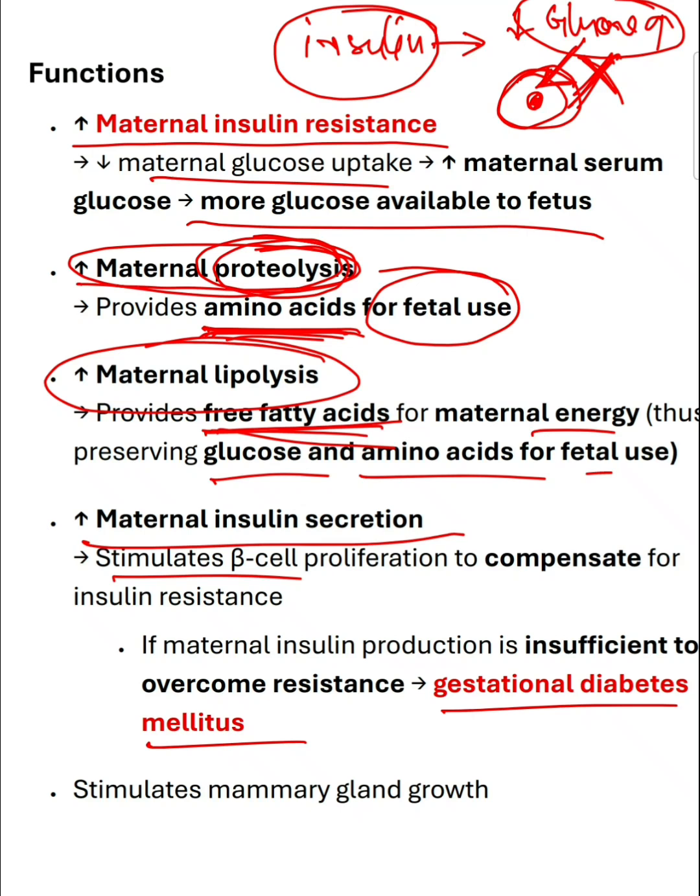And as I mentioned, the level of this human placental lactogen goes up as the pregnancy goes. So in the second trimester, especially in the third trimester, there is a higher risk for developing gestational diabetes mellitus. Another important point which I haven't written here is that after the delivery, the placenta is removed, and then the syncytial trophoblast is lost. So the human placental lactogen level will go down and come back to normal, and the insulin resistance will be gone.